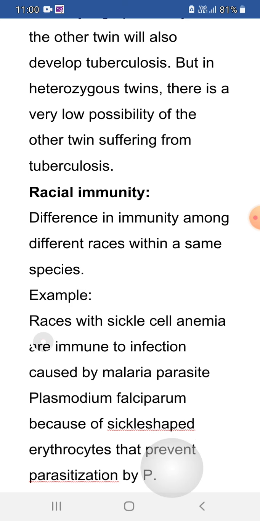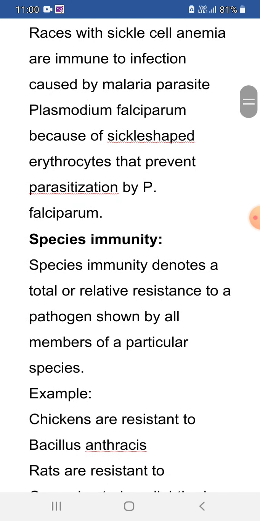For example, particular groups of people have sickle cell anemia. These people are resistant to Plasmodium falciparum, which causes malaria. So these people are resistant to malaria, but all other people are not. That's why we say this is immunity for a particular subgroup within a species known as a race or subspecies.